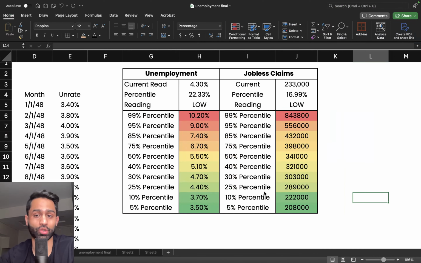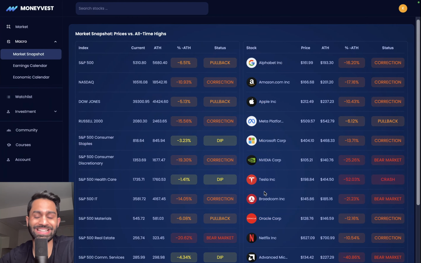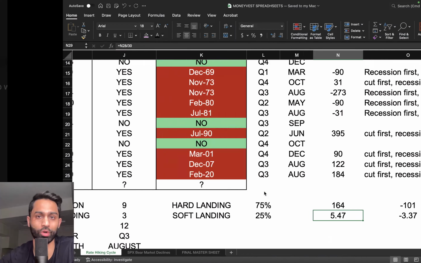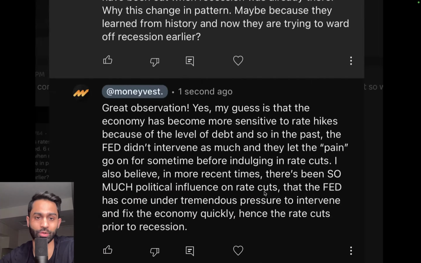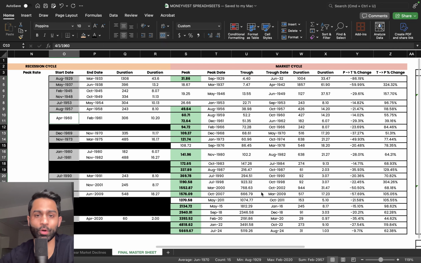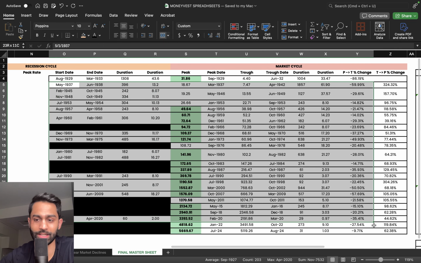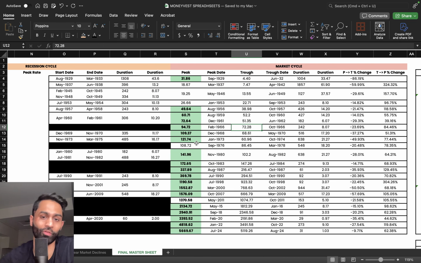Now, the market is also a very, very good indicator for when there is going to be a recession or not. So if you come over to our spreadsheets, I forgot where that spreadsheet is. So this is right over here. And I'm not going to go into too much detail on this entire spreadsheet. Maybe we can go over some instances.